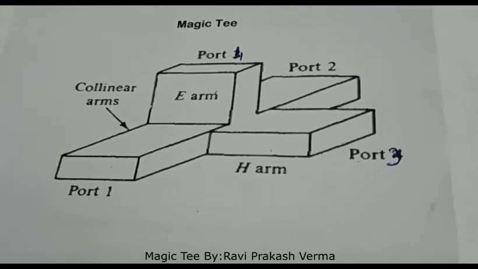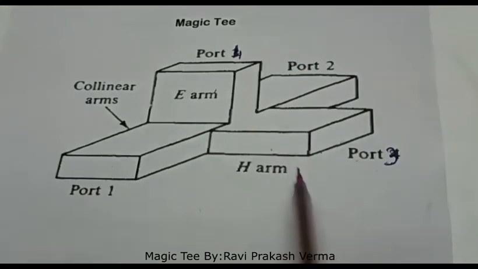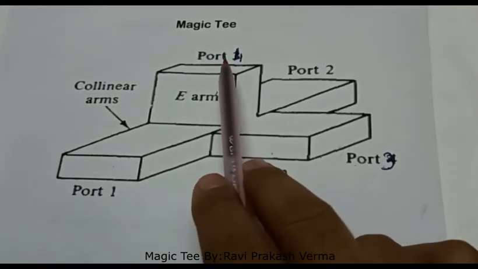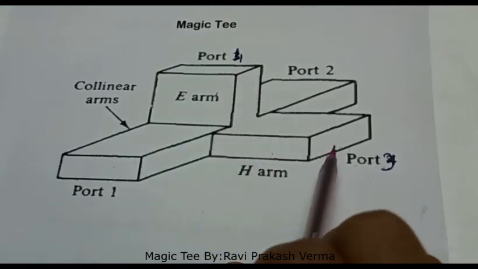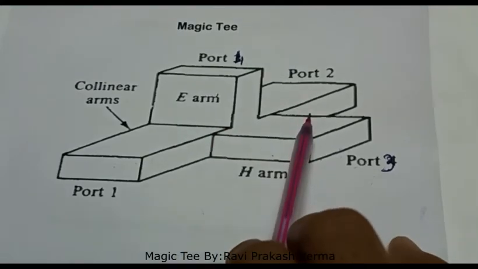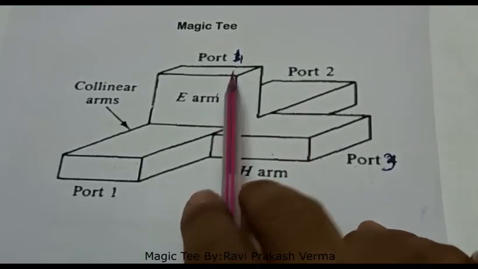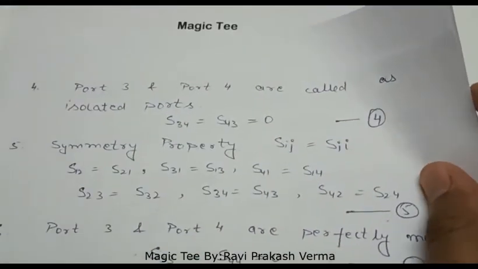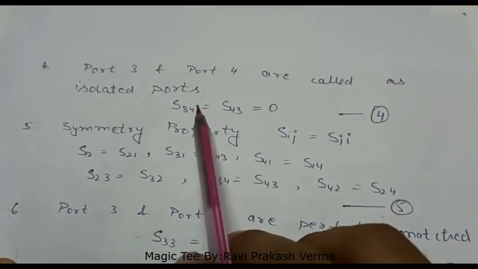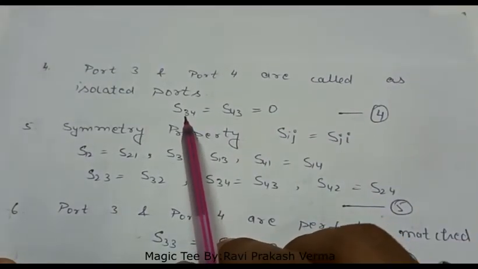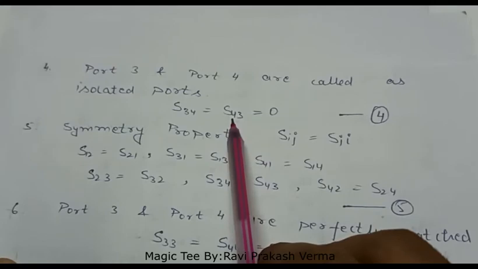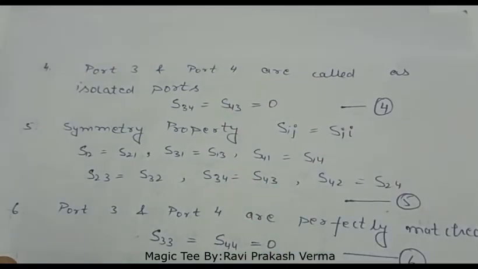Because of the geometry, an input to port 3 will not come out from port 4, or vice versa. We can say that if we give input to port 3, it will not come out from port 4. So port 3 and port 4 are called isolated ports. From this we can say that S34 is equal to S43, meaning input is provided at port 4 and output is taken from port 3, and input is provided at port 3 and output is taken from port 4. So port 3 and port 4 are known as isolated ports.